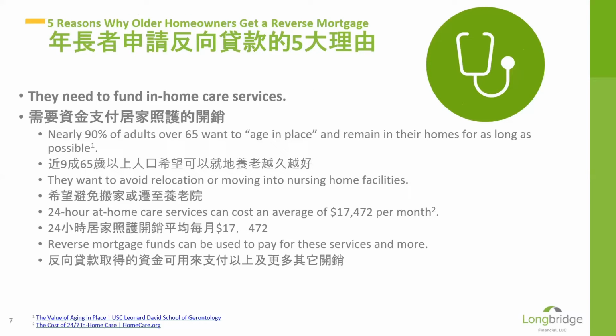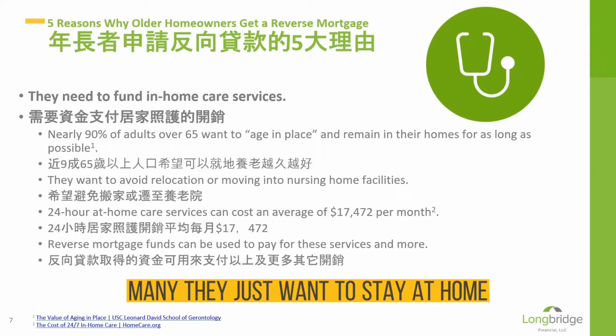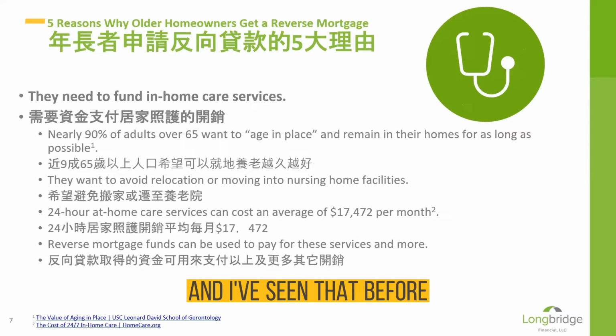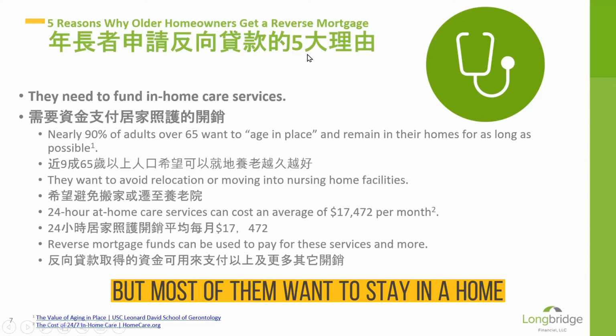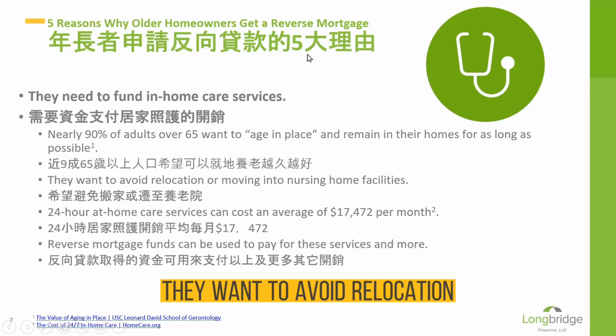So nearly 90% of adults 65 and older want to age in place, meaning they just want to stay at home. And I've seen that before. As a senior, most people don't want to move. They just want to stay home. They want to die where they live. And I understand that. Some people have to move, but most of them want to stay in a home. They want to avoid relocation or moving into home facilities.